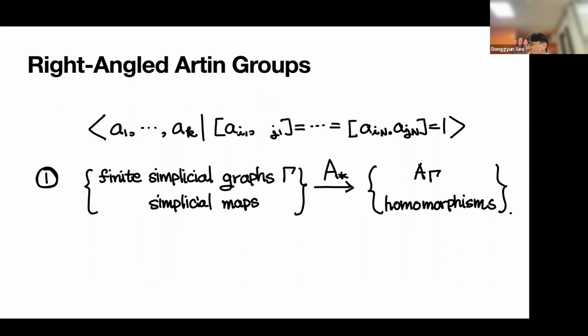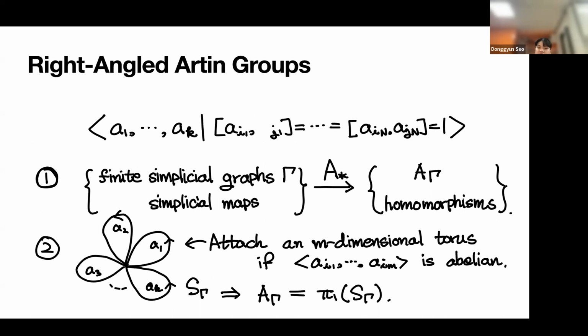But in geometric group theory, there are two viewpoints. The first is that we can consider the category of right-angled Artin groups as the finite simplicial graph category. There is a functor A star. So we can define the right-angled Artin group by a finite simplicial graph. If we choose a finite simplicial graph, then we generate the right-angled Artin group by the vertices, and we give commuting relations whenever they are joined by an edge.